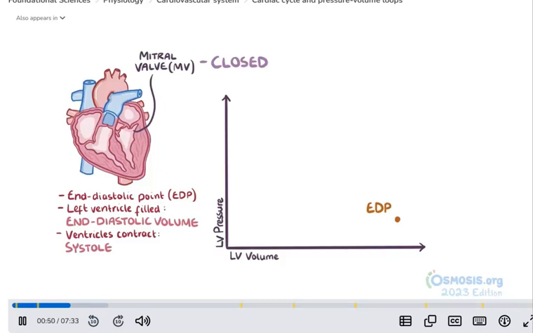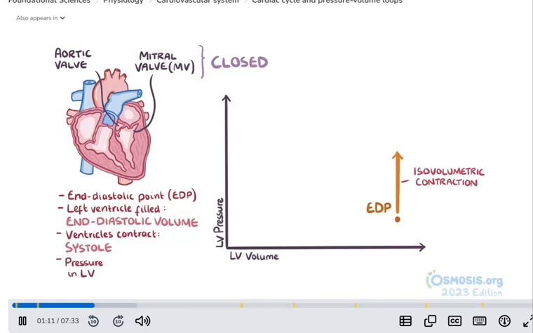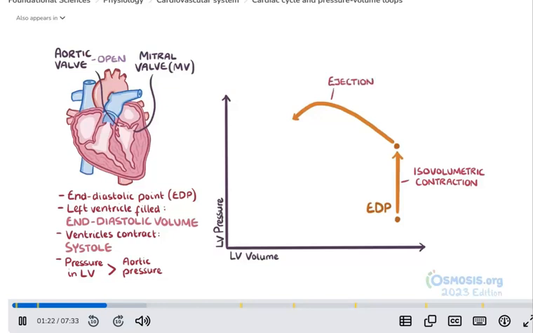When the ventricle contracts, it makes the pressure shoot up. But because the mitral and aortic valves are still closed, the left ventricular volume doesn't actually change. So this phase is called isovolumetric contraction, because iso means the same, and volumetric refers to the volume. Eventually, the pressure gets higher than the pressure inside the aorta, so that forces the aortic valve to pop open, and that's the start of the ejection phase.